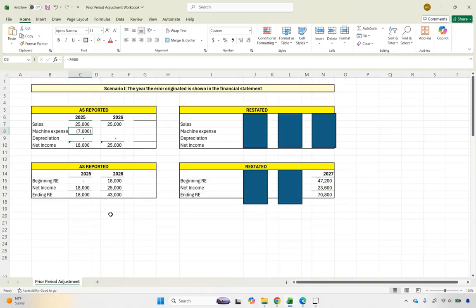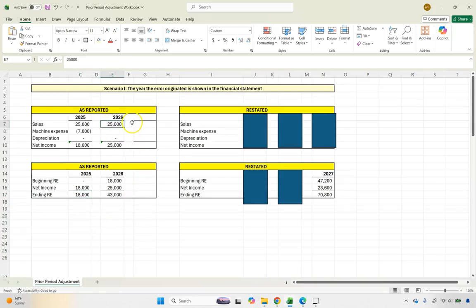With sales of 25, we recorded machinery expense of $7,000. So the net income was $18,000. And we go down to our statement of retained earnings. Our beginning retained earnings is 0, our net income is 18,000, so our ending retained earnings is 18,000.